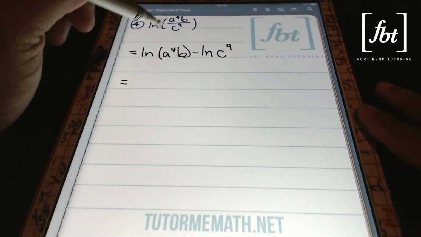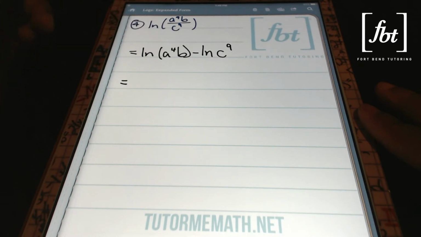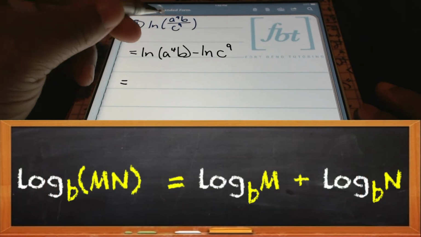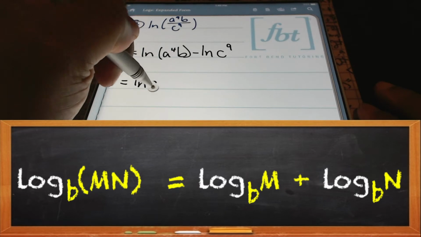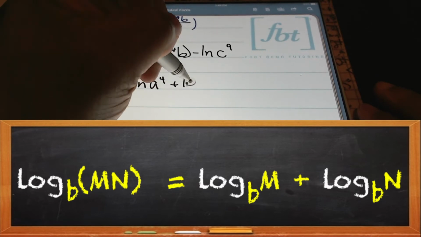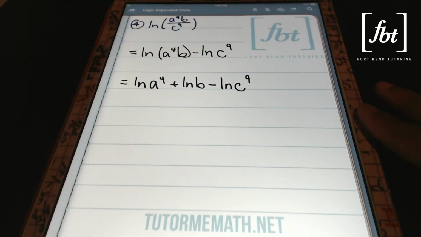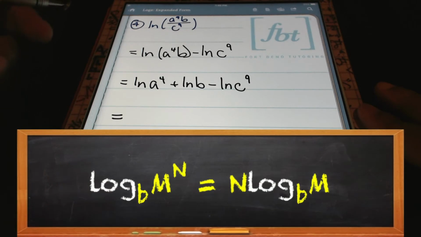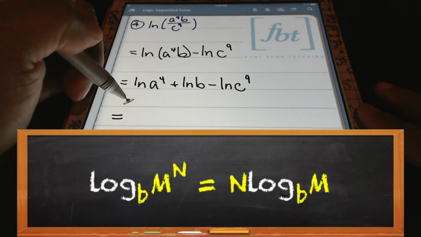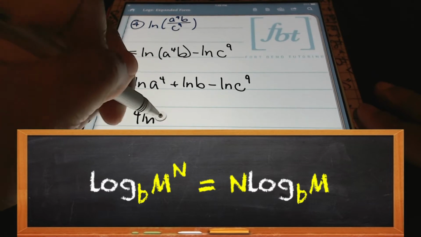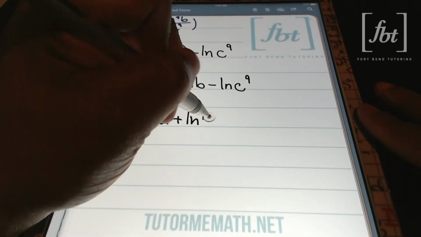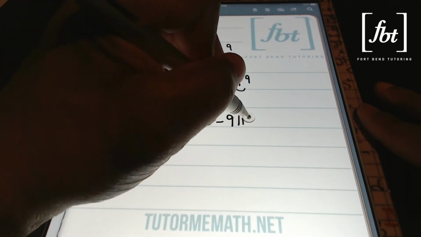What happens here is that we realize that within the parentheses in that first term, you have multiplication going on. That means that we can continue expanding this by using the product rule. So this gives me the natural log of a to the 4th power plus the natural log of b minus the natural log of c to the 9th power. And now to take care of those pesky exponents. Let's make those exponents coefficients. So we end up with 4 times the natural log of a plus the natural log of b minus 9 times the natural log of c.